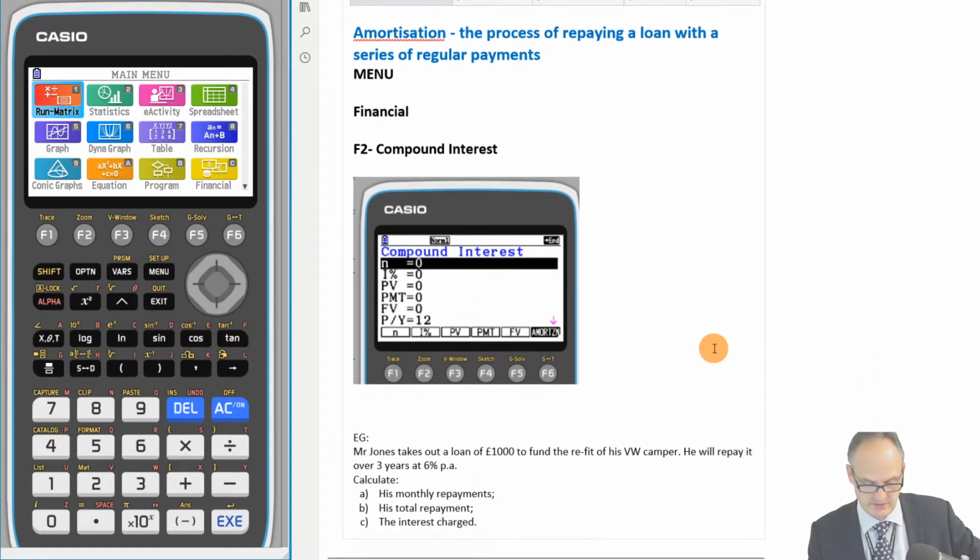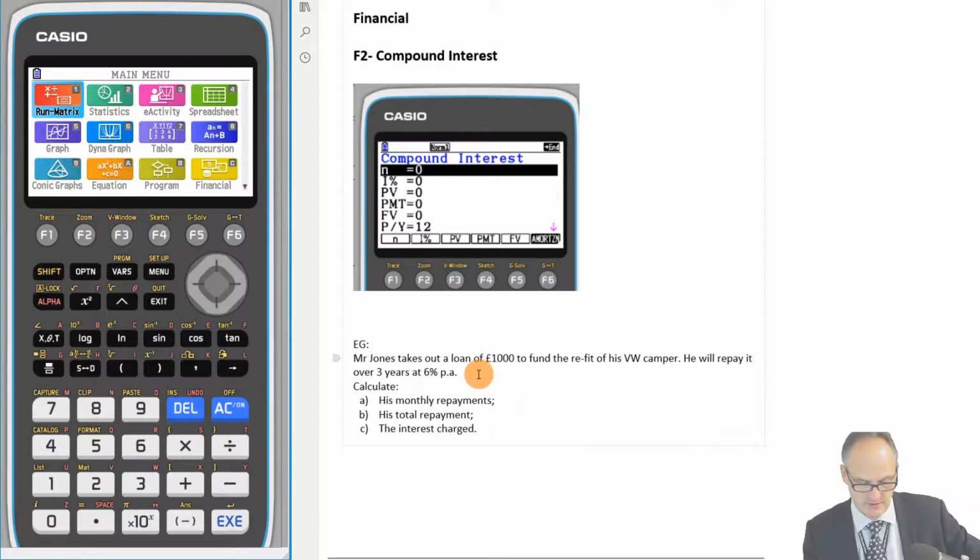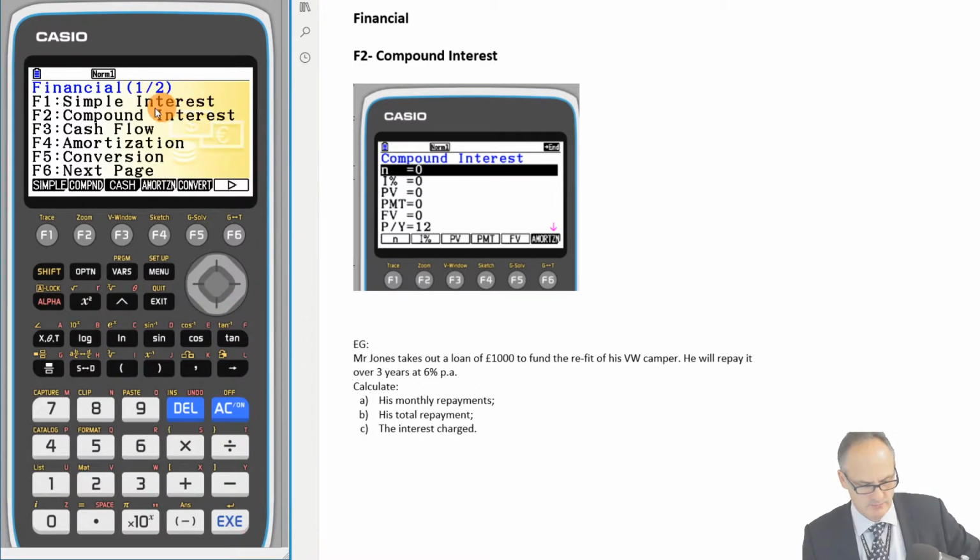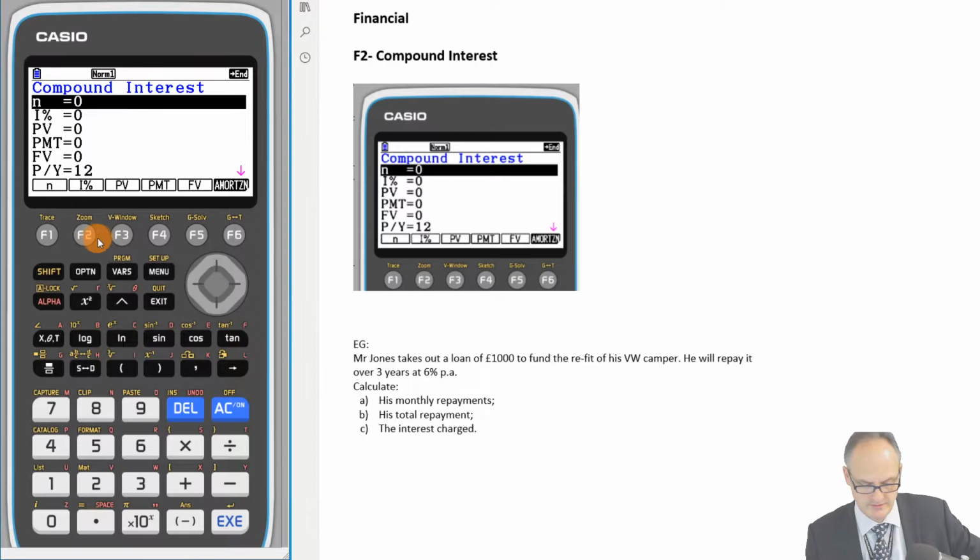So let's look at an example here. Mr. Jones takes out a loan of £1,000 to fund the refit of his VW camper. He'll repay it over 3 years at 6% per annum. So what we need to do is work out how to use our calculators to do this. So we go into the financial maths, and we're not going to use the amortization button, we're going to use the compound interest button. You can do this all with compound interest.